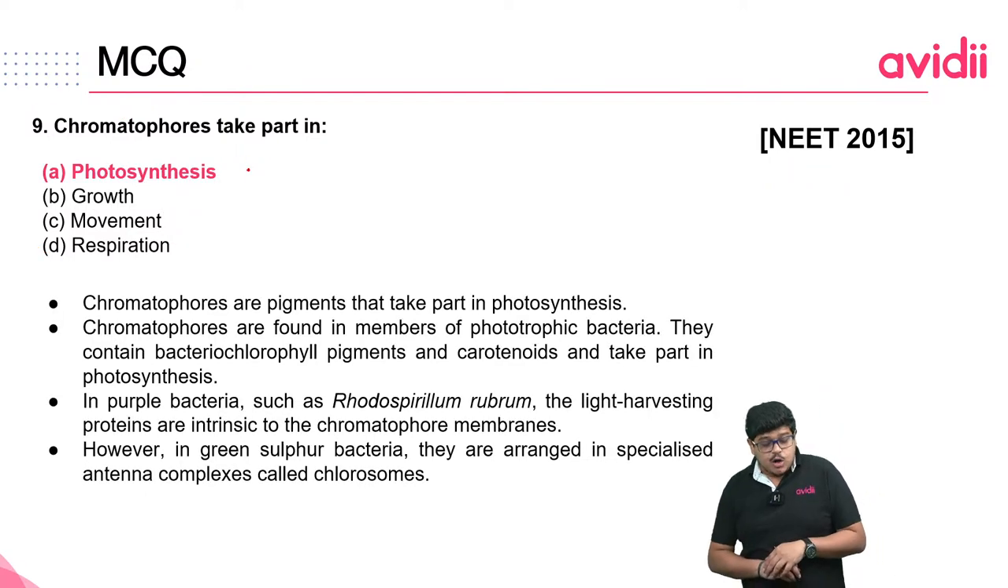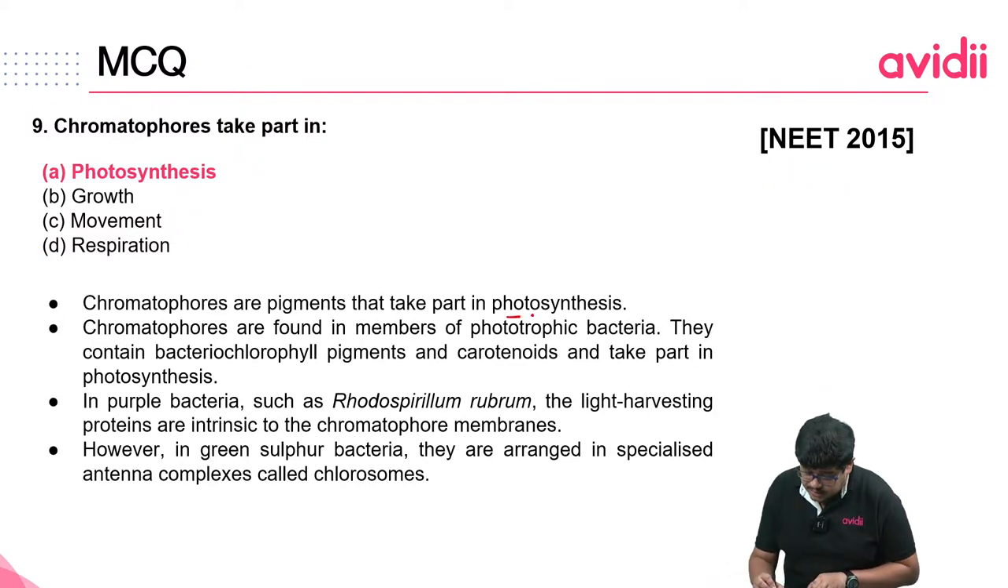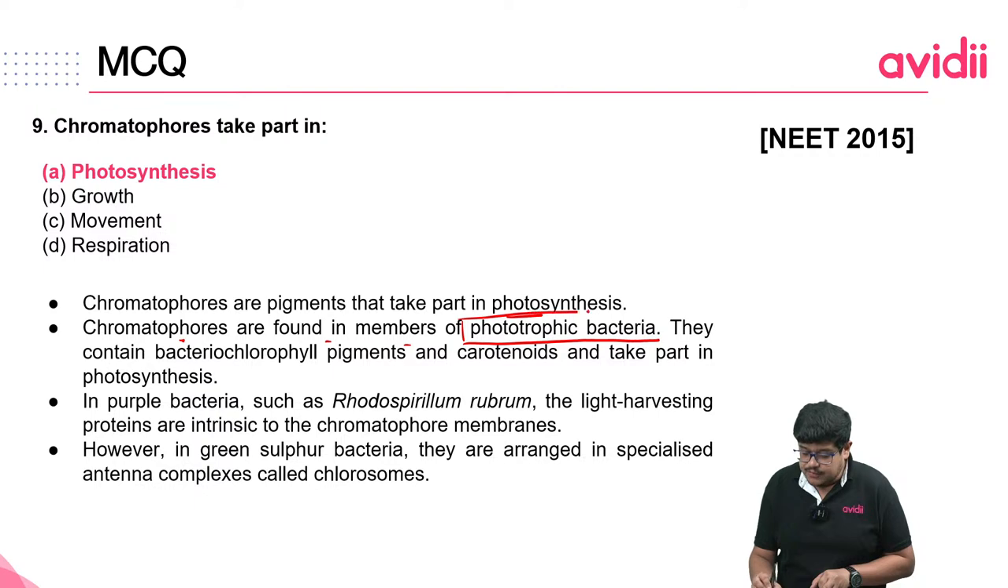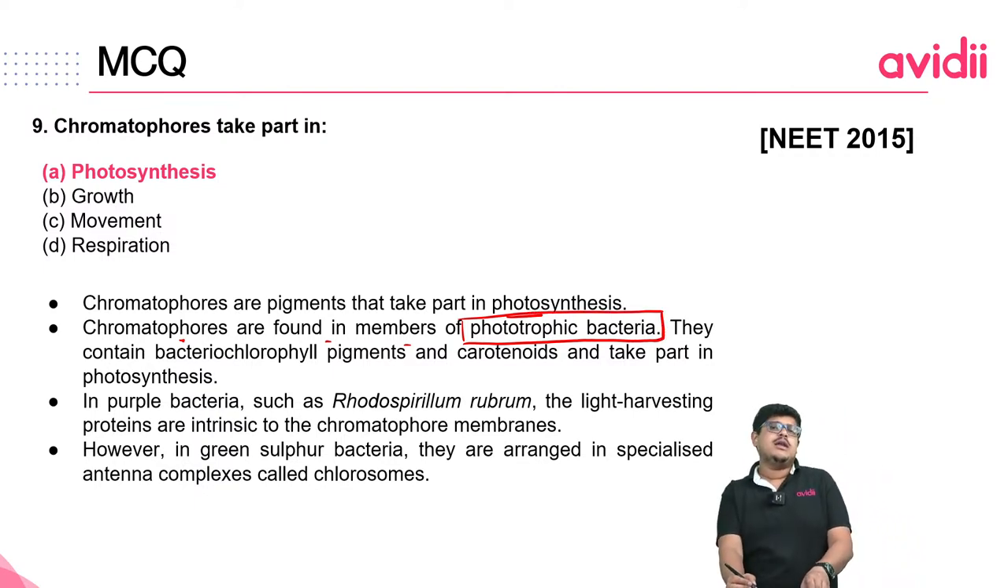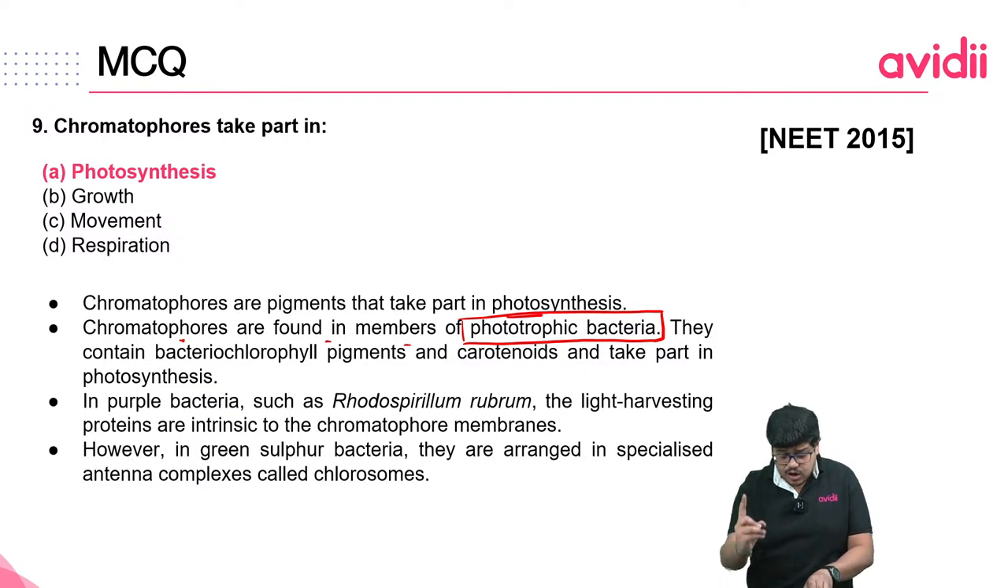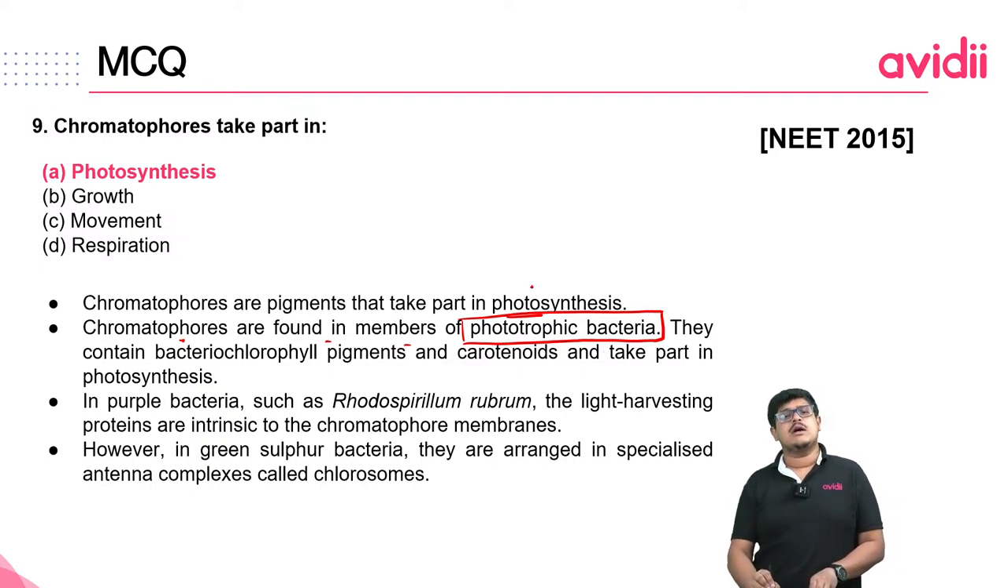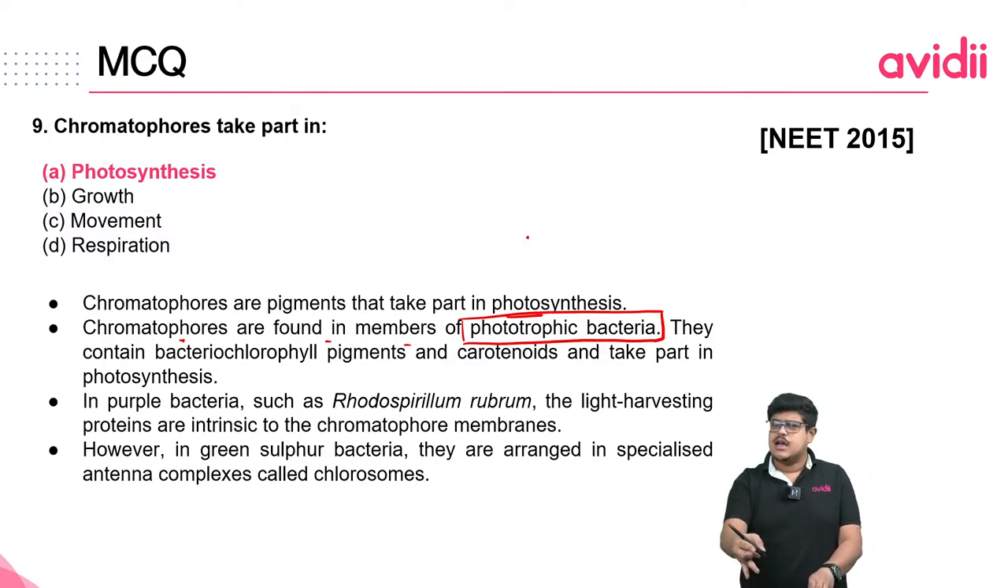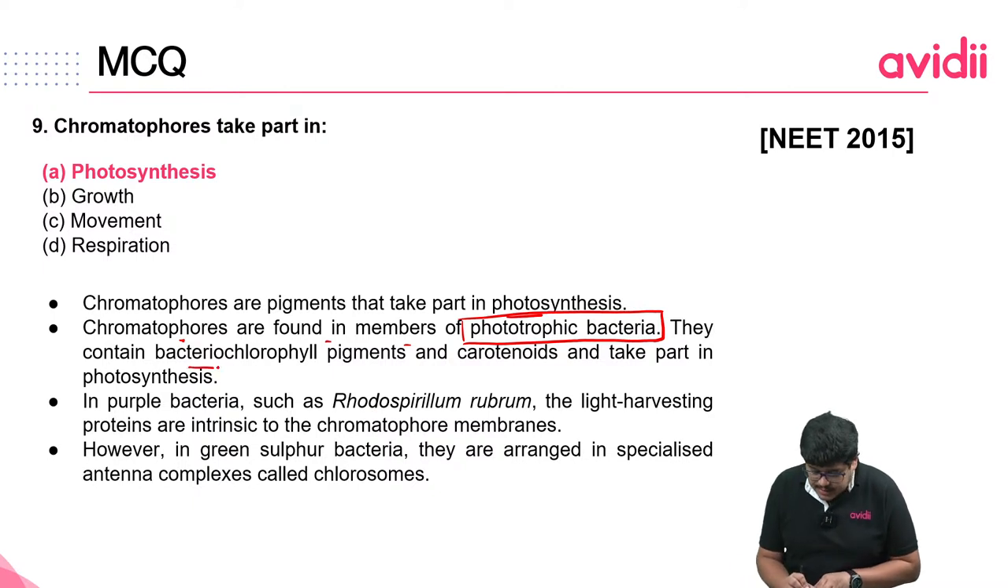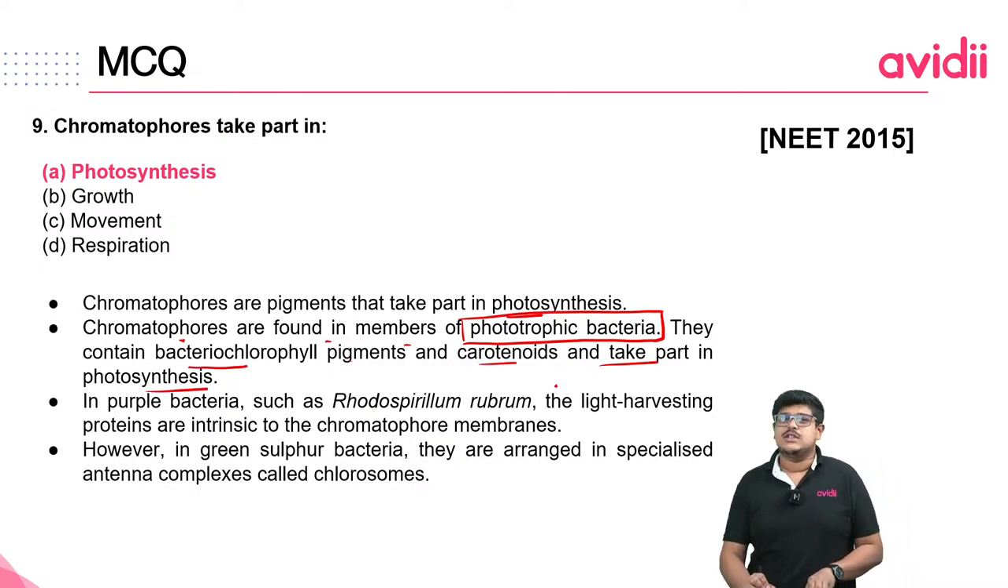Let's see. Chromatophores are pigments that take part in photosynthesis. Chromatophores are found in members of phototrophic bacteria. Very important. What are phototrophic bacteria? They depend on sunlight for the production of their food. Photo comes from photons, which are light particles. They contain bacteriochlorophyll pigments and carotenoids and take part in photosynthesis.